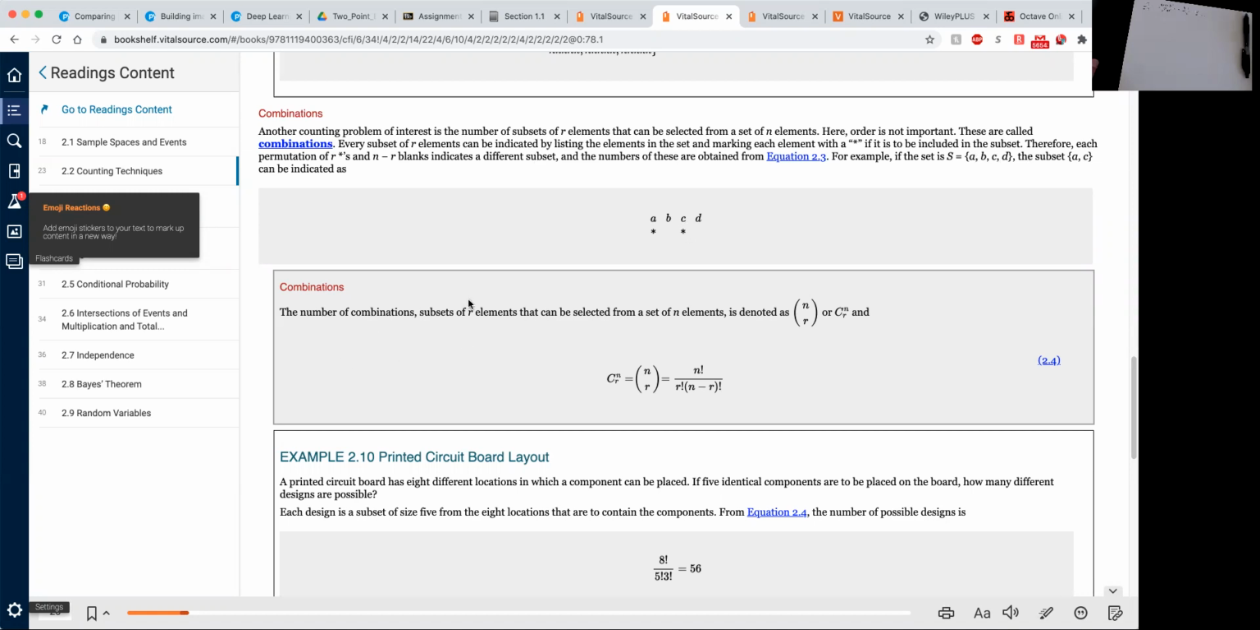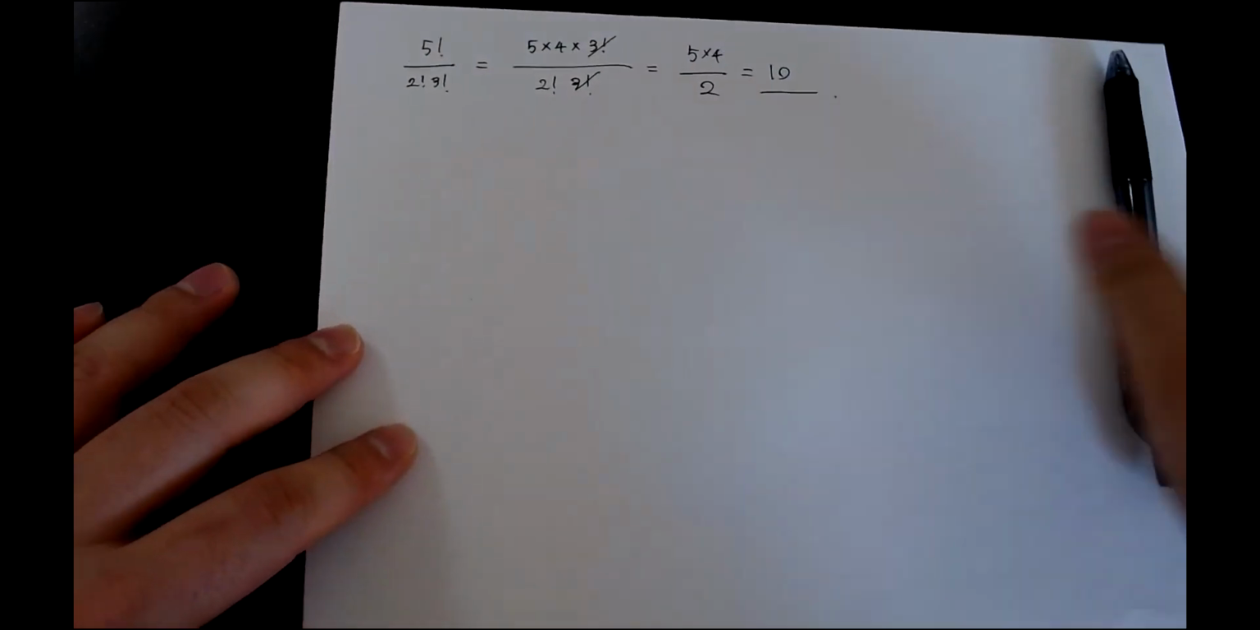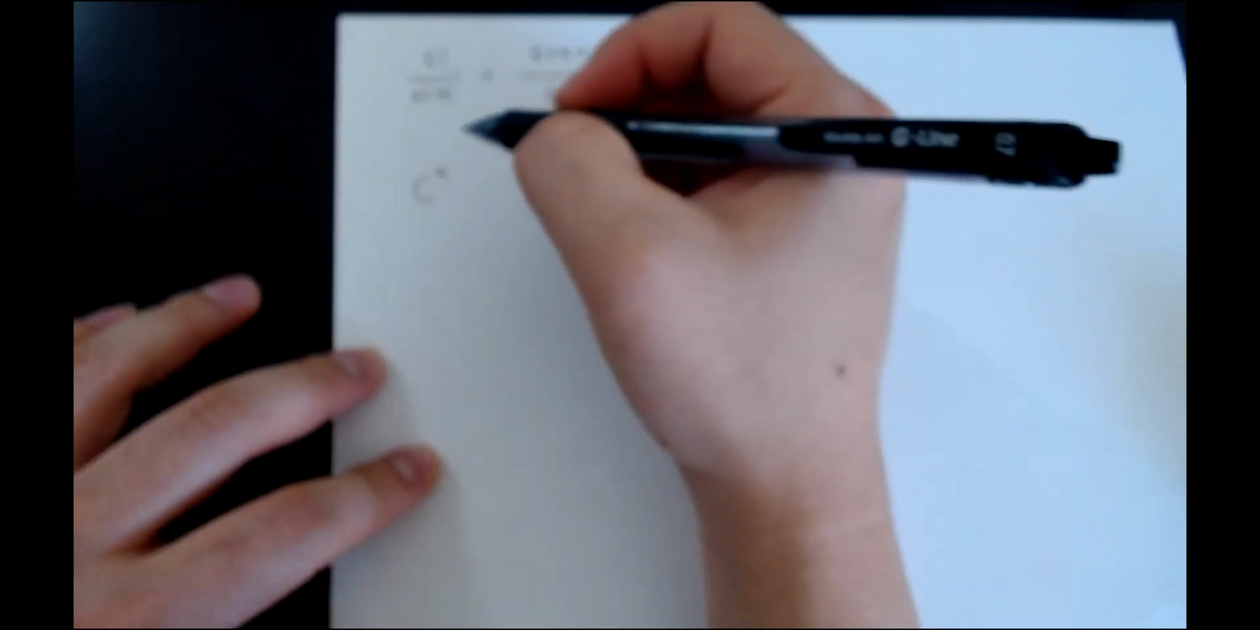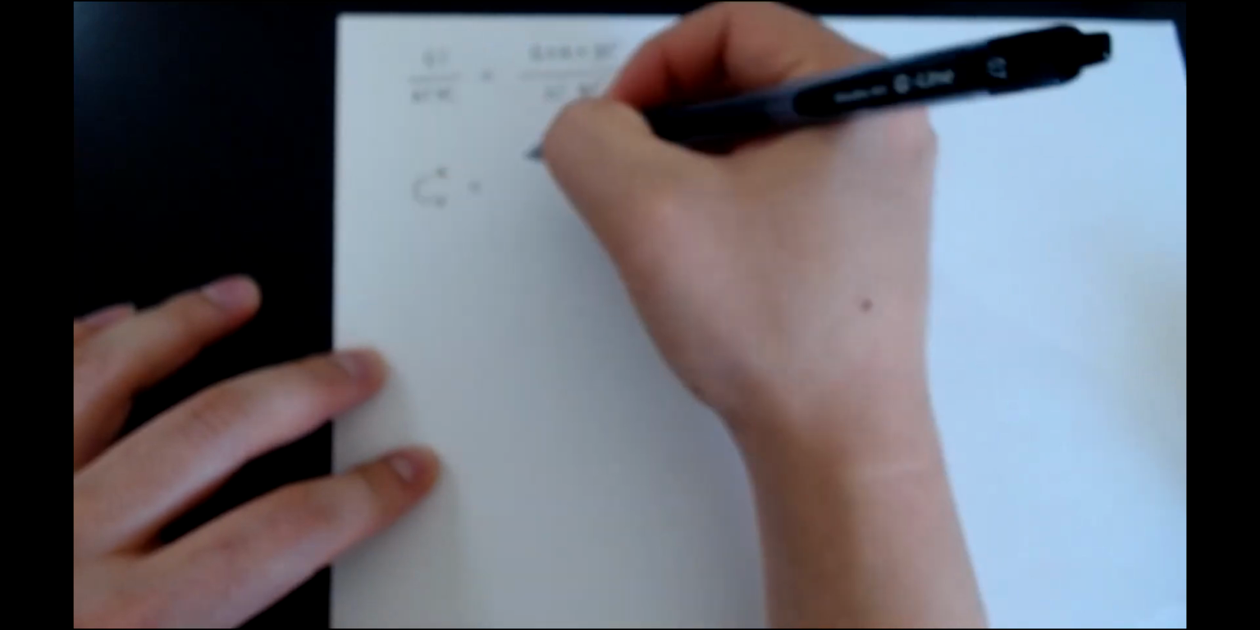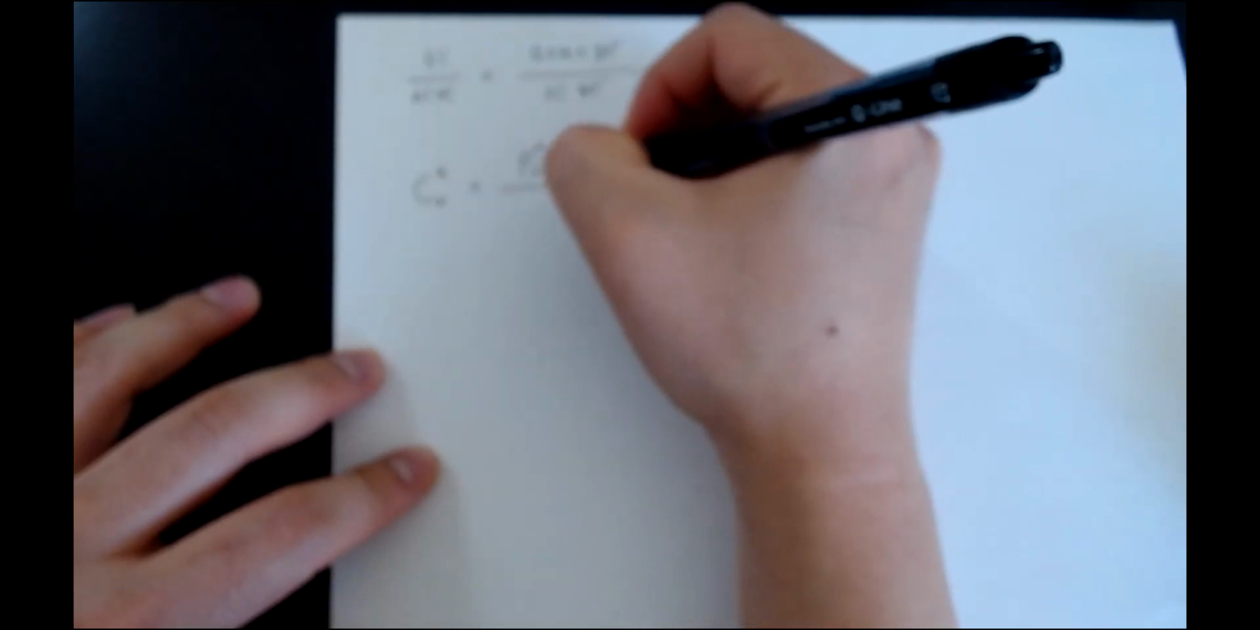Now, the number of combinations, subsets of r elements that can be selected from a set of n elements, is denoted by n choose r, or nCr, or C upper n lower r. So how can you calculate nCr? nCr is nPr divided by r factorial. Let's follow the notation the textbook uses. This one is nothing but nPr divided by r factorial.